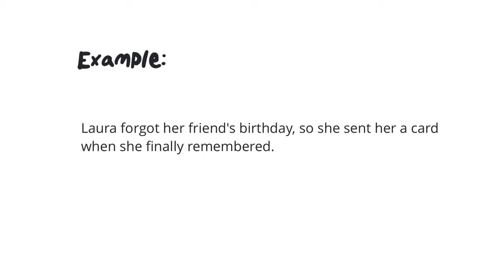Now, let's look for the independent clause. All right, first independent clause, Laura forgot her friend's birthday. That sentence can stand on its own, okay? The second one, so she sent her a card. Now, the dependent clause is when she finally remembered, because that cannot stand on its own. And it is just embedded into the sentence, so it doesn't need a comma or anything. It exists beautifully in that sentence. Okay? So we have our two independent clauses and our dependent clause to make our compound complex sentence.